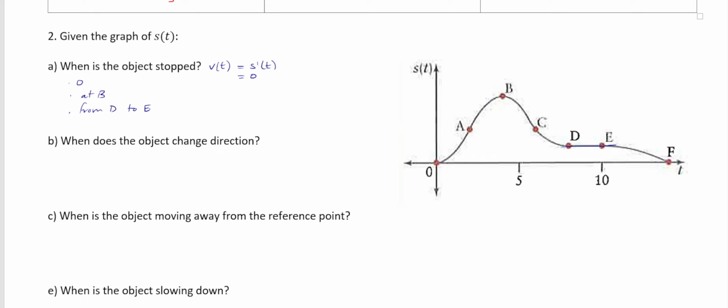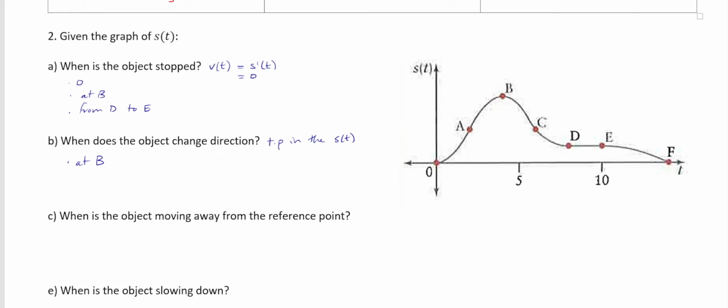When does the object change direction? Well, the object changes direction when you have a turning point in the s at t graph. You can see that over here at B, we have a turning point, and we see that our velocity goes from a positive value to 0 to a negative value. So the slope of the graph goes from positive to 0 to negative, so velocity is going to the right, then it goes to 0, and then it goes to the left. So we have a change in direction at B. So we'll write that right there.